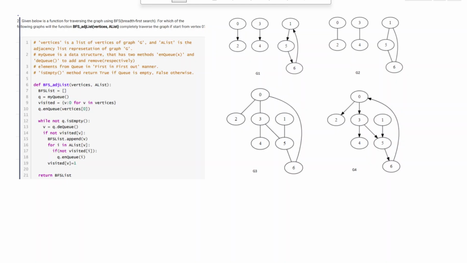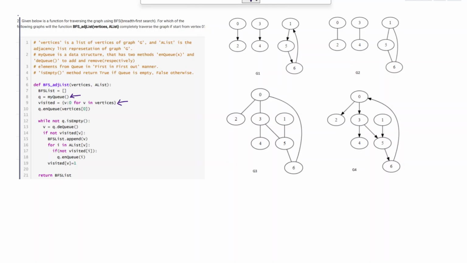So here we have the BFS algorithm, the BFS, breadth first search. What it does is, as the name suggests, it goes breadth first, which means it first maintains a dictionary, visited, to keep track of which vertices have been visited. And it also maintains a queue, to add and remove elements as required.